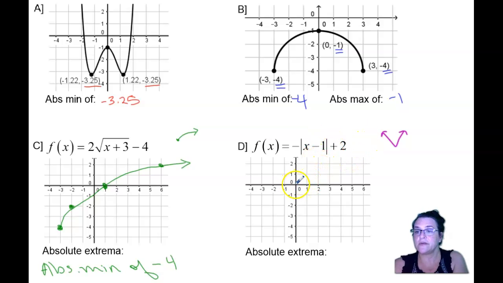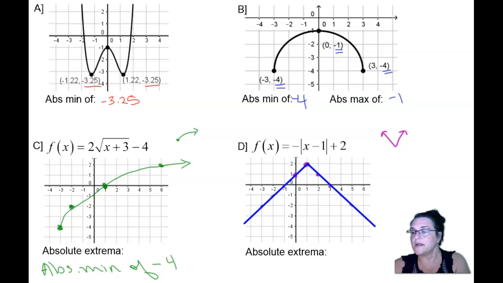So starting at the origin, we're going to go to the right 1, up 2, that's my new vertex at (1, 2), and that negative flips my V upside down, and that gives me anchor points at (2, 1) and at (0, 1). And absolute value graphs, they're straight coming out from this vertex, these two rays, so we can follow that same slope in both directions, and then we can use that to sketch the graph. So let's go ahead and go this way, and then that way, and there's my graph.